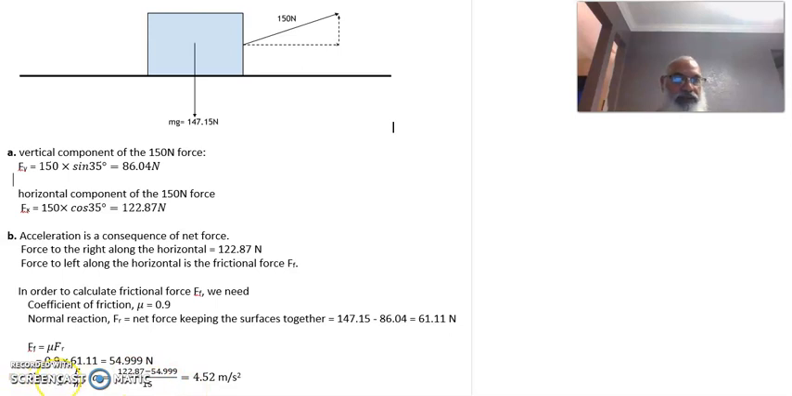We plug this into the equation F equals ma, according to which a turns out to be F over m. F is the resultant force acting in the horizontal direction, which is 122.87 minus the frictional force 54.999. So we subtract those, divide by 15, and the acceleration works out to 4.52 meters per second squared, which is a huge acceleration. But anyway, that is all there is to it.